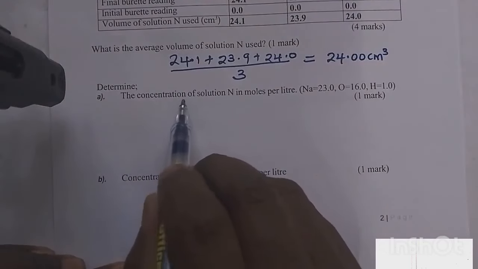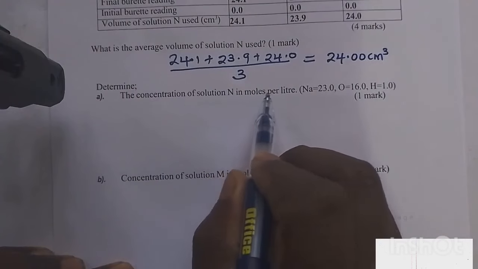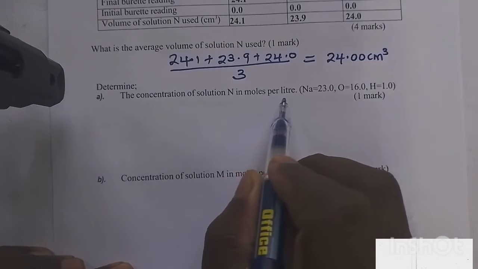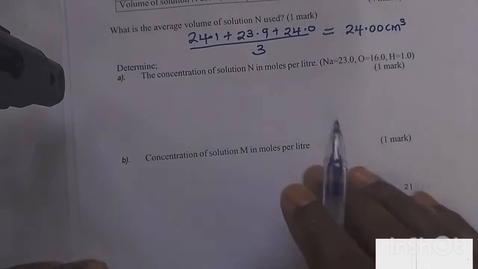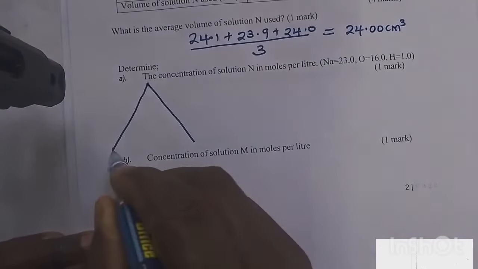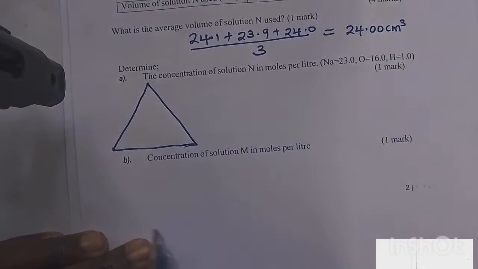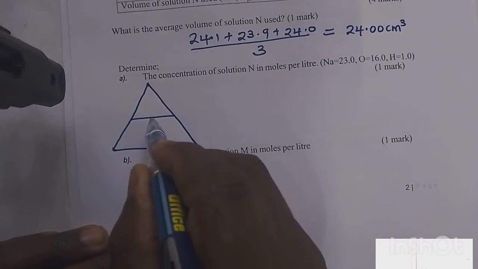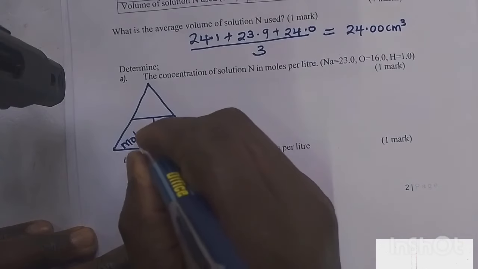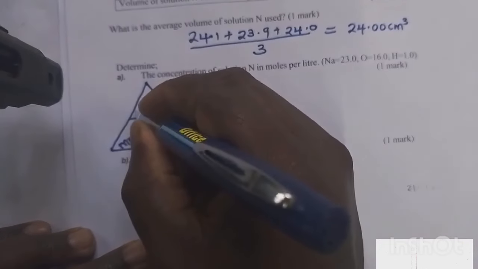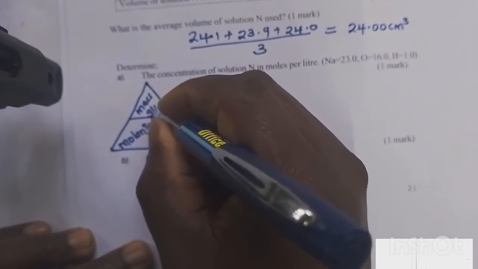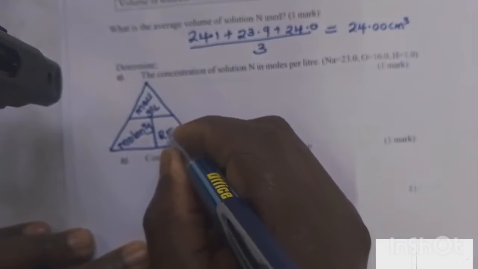Determine the concentration of solution N in moles per liter. I have told you that the concentration in moles per liter is called molarity. So this formula is very important. We have 2 important triangles in calculation of the mole. Let me remind you of this one. Here you write molarity. Up here is mass, which must be in grams per liter. And then here is RFM.